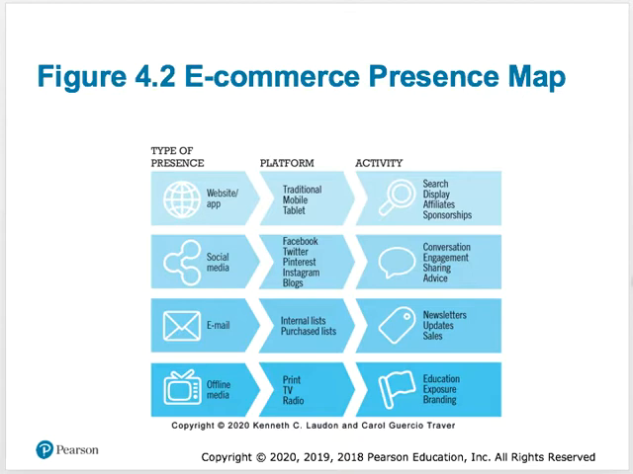And this diagram maps the activity and platform associated with each type of presence. There are four types of presence, and each has a platform and activity. The first type of presence, the website or application, uses a traditional desktop, mobile, and tablet platform. Activities include search, display, affiliates, and sponsorships.